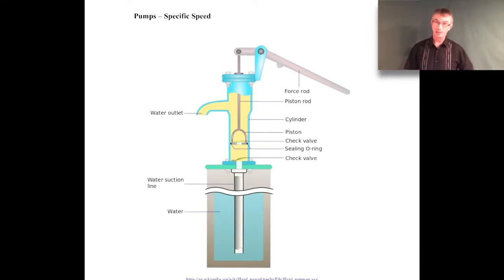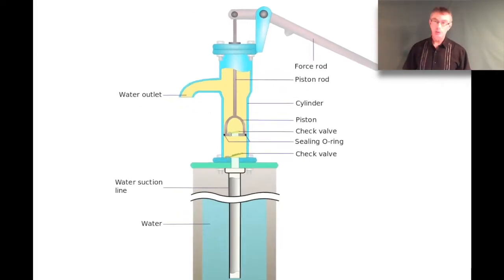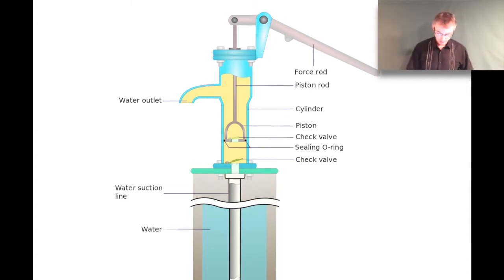The picture here has actually nothing to do with pump specific speed, but I thought I'd show it because it shows an iconic type of pump, just a hand pump that you would use to get water from a well, like out on a farm back in the day. People have seen it. It might be interesting to take a look at how it works. So the idea is this.